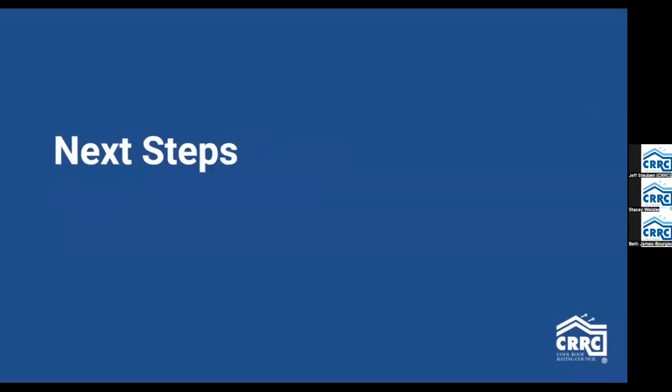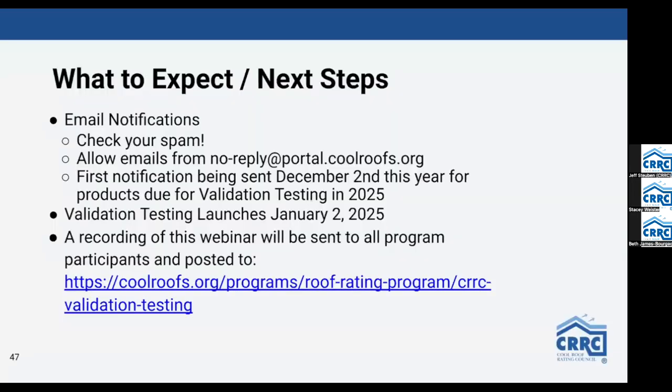So now that we've gone through the live portal demonstration, and we've gone over the additions to the portal, I'm just going to go into next steps. Throughout the validation testing process, program participants receive automated email notifications through the portal. Until a validation testing contact is selected, like I mentioned, the initial notifications are sent to rating program contacts. So please review your contacts in the portal company section to ensure that you are a rating program contact if you want to receive those initial emails.